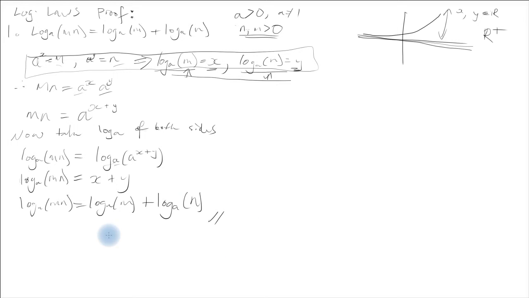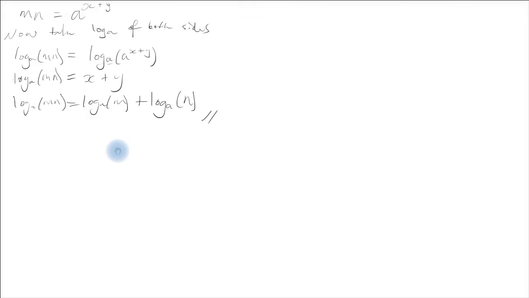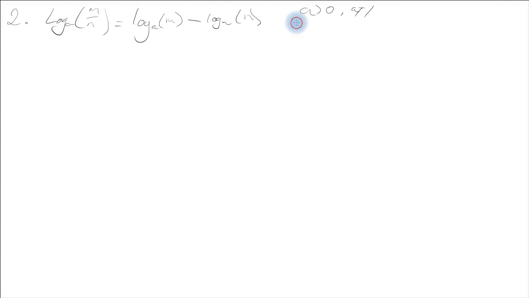Okay, on to the second log law. The second log law says log to the base a of m over n equals log a m minus log a n. And same thing as before, we have a is greater than 0, can't be 1, and m and n are both greater than 0 also.